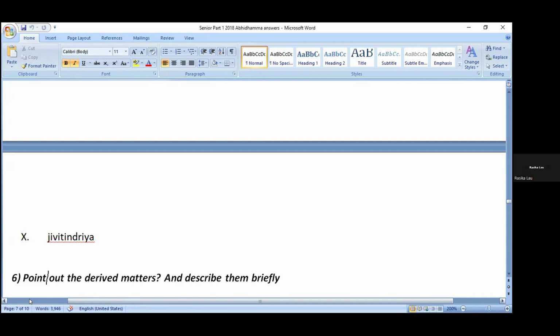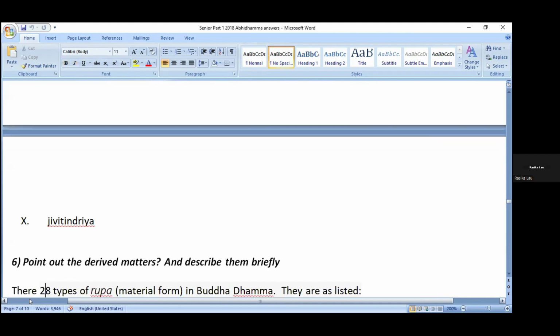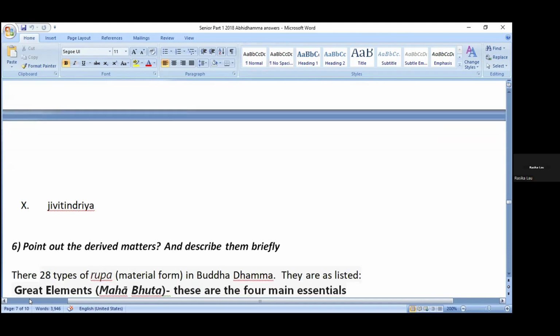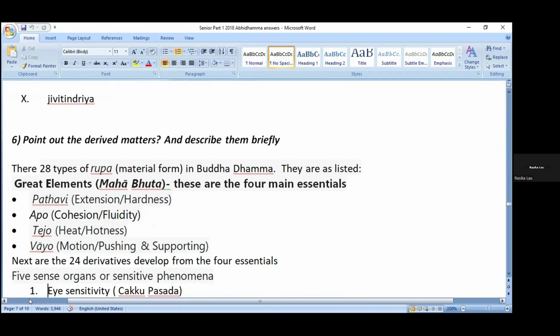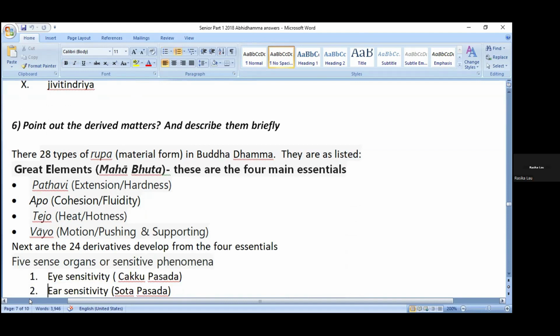See my version. All right. Very good. You can try. Okay. So you need to say there are 28 types of rupa, and then the four essential. What are they? So basically, I'll ask you the 24 derivative developed from the four essential. Okay. So you break them into the way you remember it.